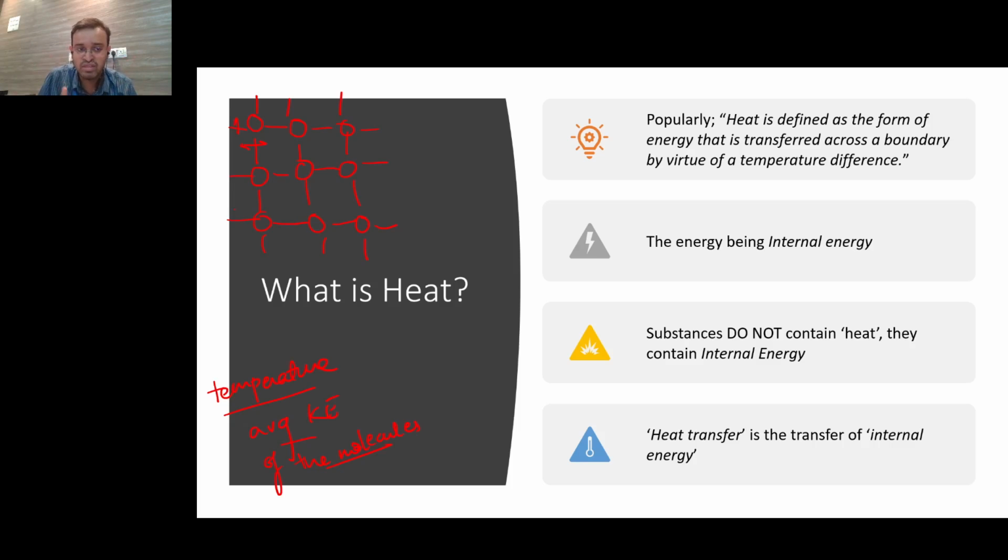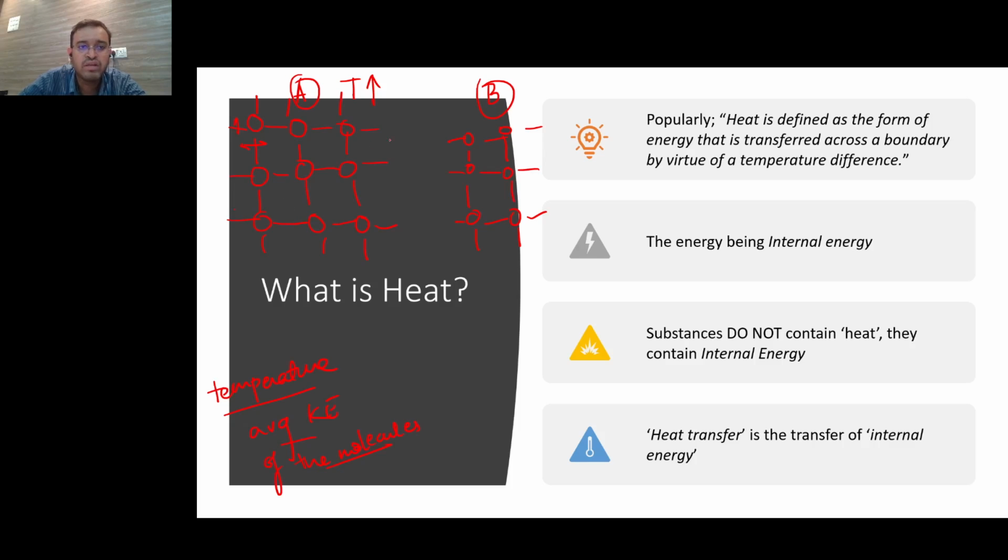Now, if you remember this concept of what is temperature, and you think about what temperature difference is, it is nothing but the difference in average kinetic energies of whatever you're comparing. So if you have, say, a substance A which has a higher temperature, and substance B which has a lower temperature, that means it has a low kinetic energy, and you bring them in contact with each other.